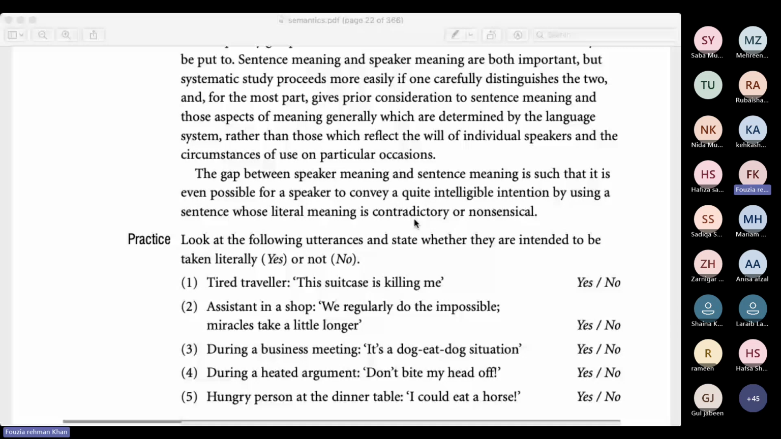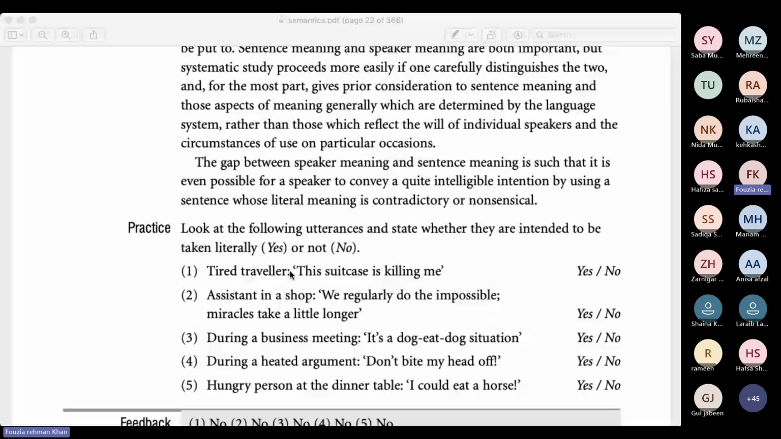Now look at the following utterances and state whether they are intended to have a literal meaning. When the tired traveler says, this suitcase is killing me, the suitcase is a non living thing and it cannot kill a living being. Okay, so the literal meaning is different from the intended meaning. The tired traveler does not mean that the suitcase would actually kill him, but he means that the suitcase is very heavy and he's unable to carry it. Okay, so no, he does not intend to say this.